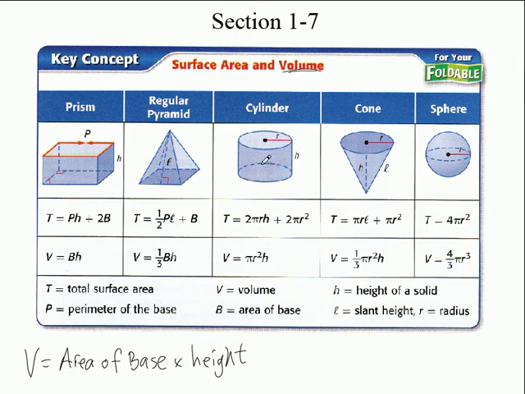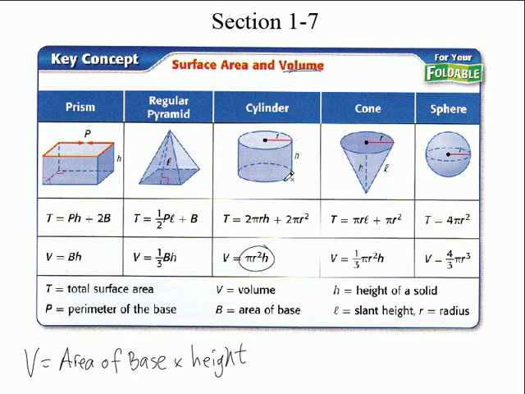Same thing with the cylinder. You don't even have to memorize this formula right here. Just memorize this: area of the base times the height. Because what kind of figure is the base of a cylinder? A circle. So look, that's where they got pi r squared, isn't it? Times the height, which is h. Do you really have to memorize this? No, just memorize the volume is the area of the base times the height. If you can memorize that, then you can do any of these figures.